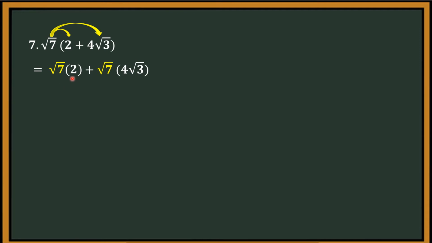So, pag multiply itong dalawa, that is 2 square root of 7 plus, this is 4 kasi ang coefficient nito ay 1. So, 1 times 4, that is automatically 4. And then, square root of 7 times square root of 3, that is square root of 21. So, hindi na natin siya pwedeng i-simplify pa kasi magkaiba ang radicands nila.